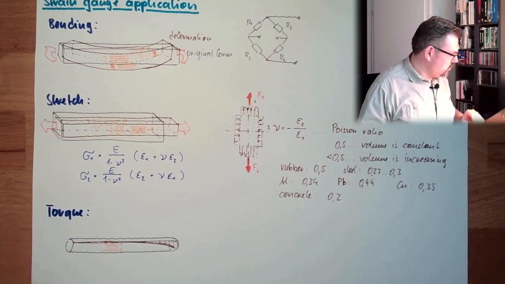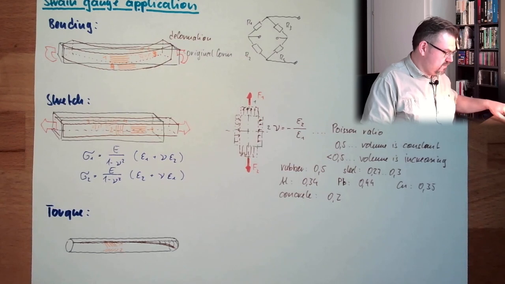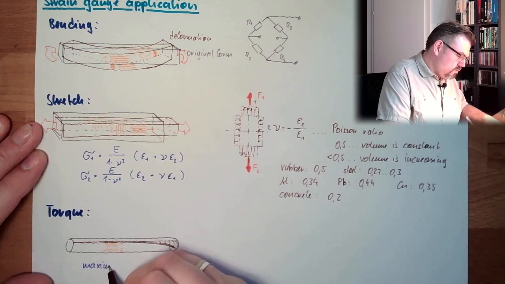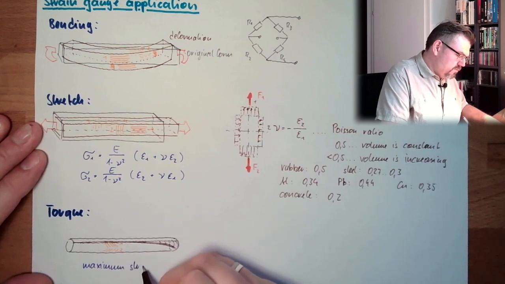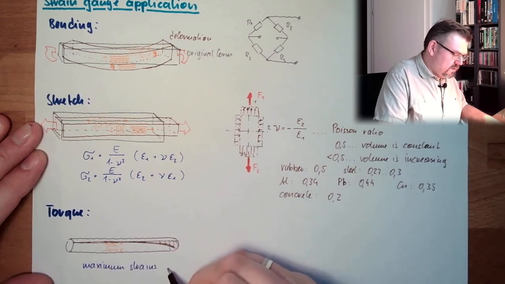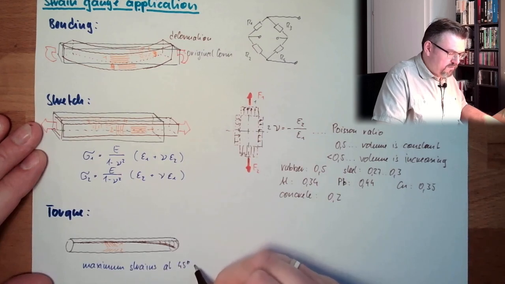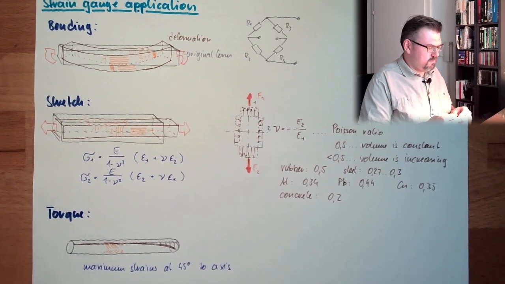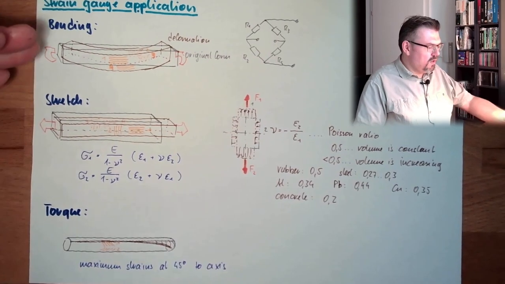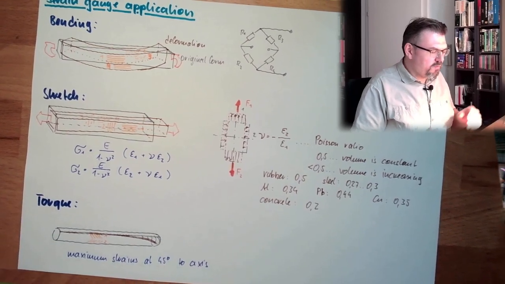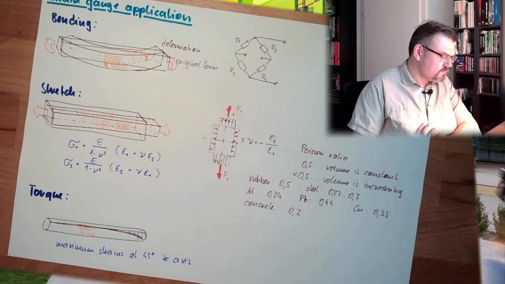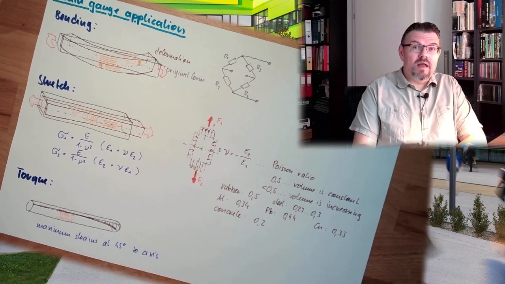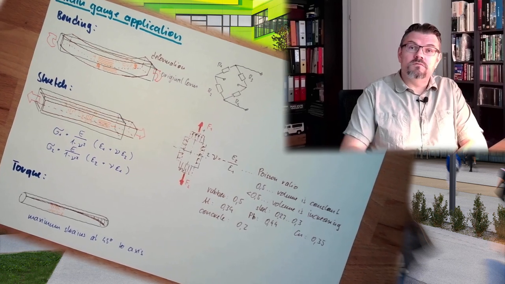So we have here 45 degrees. Maximum strains at 45 degrees. Two axes. So those two are force measurements. These are torque measurements. That's how, in different load cases, you can apply the strain gauges.